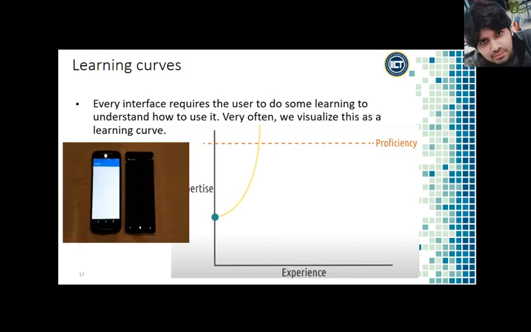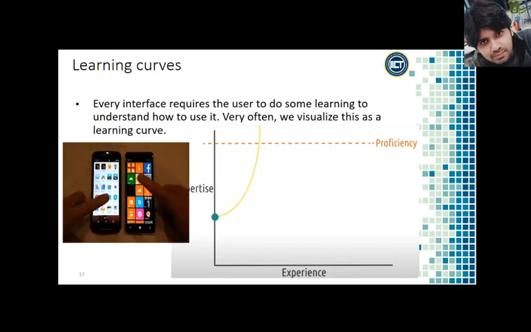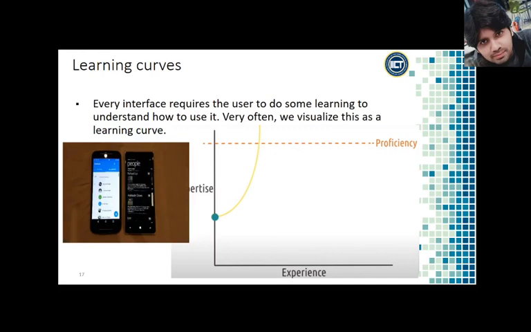Either through starting them off with some initial expertise or helping them grow in their expertise with as little experience as possible.